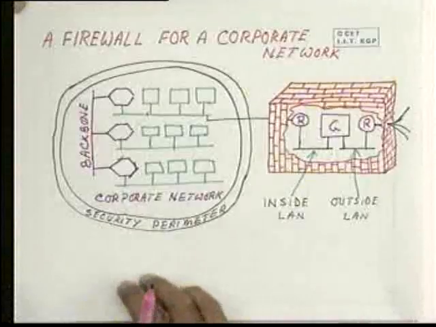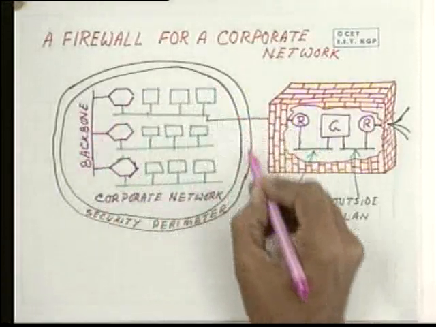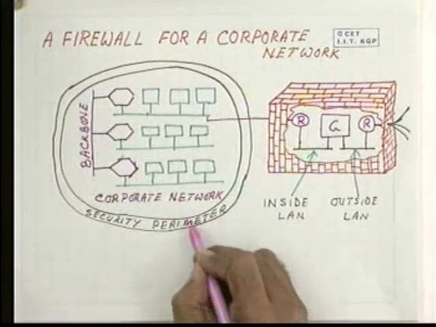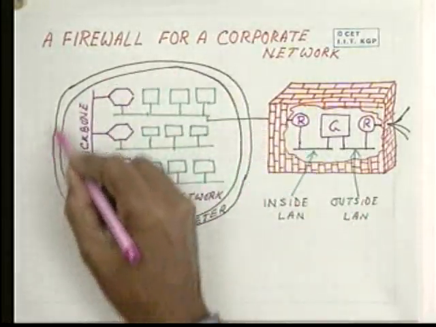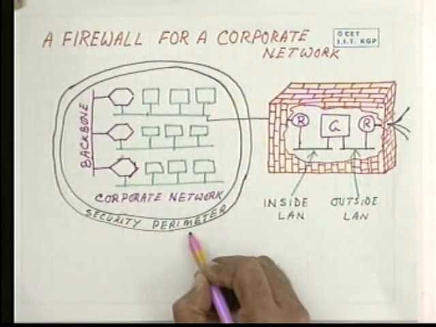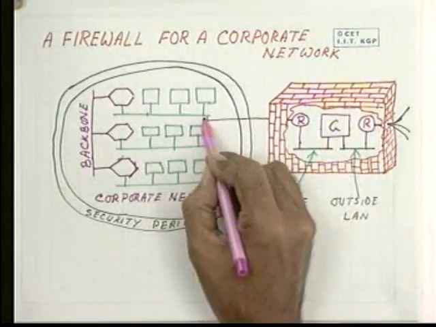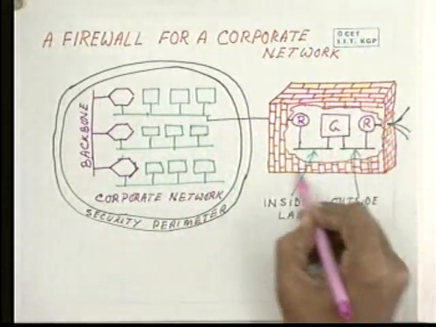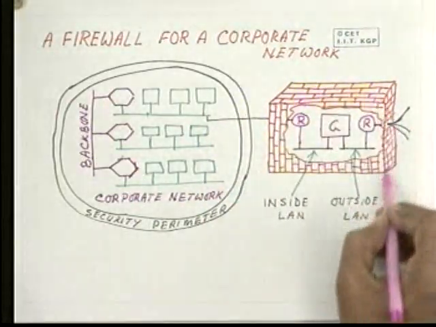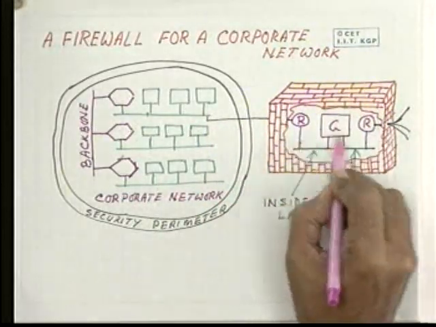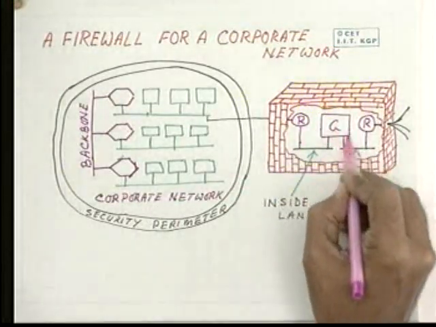Let me draw the same diagram. This is your corporate network. This security perimeter is essentially a physical perimeter. It is well guarded. Nobody can enter, but all the communication is done through this gateway, through this firewall. As I have told, you have got two routers and the application gateway.